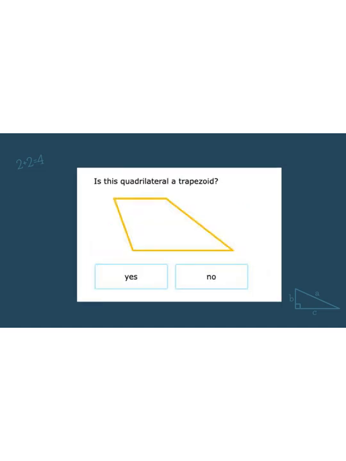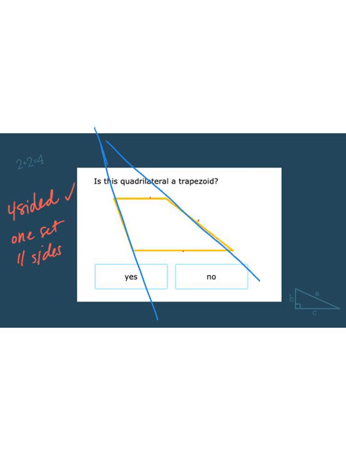All right, is this quadrilateral a trapezoid? First things first, is it four-sided? 1, 2, 3, 4. Yes, it is. Does it have one set of parallel sides? Let's see. Use blue to measure this one and this one. Oops, looks like these sides will intersect, so this side's not parallel. Let's look at the other sides. Those lines do look parallel. They don't look like they'll ever cross, so yes, this is a trapezoid as well.